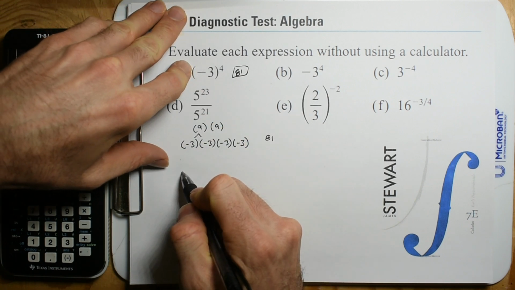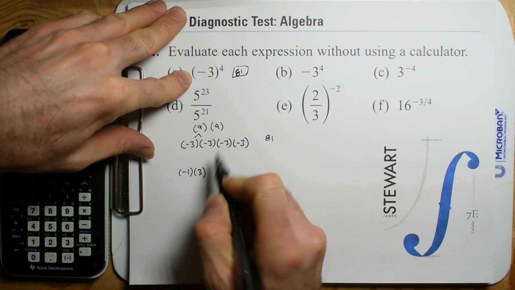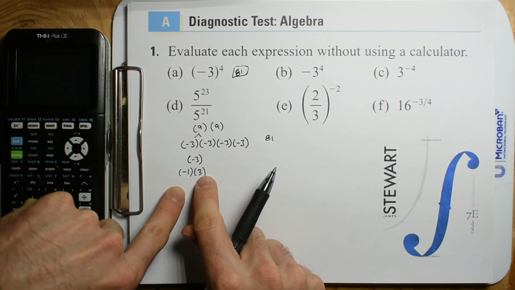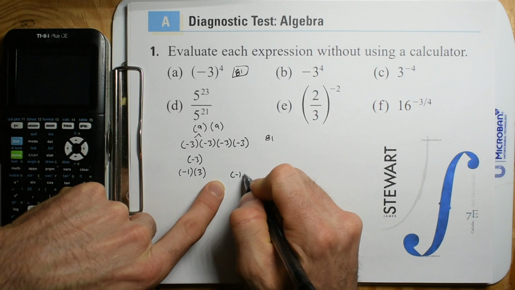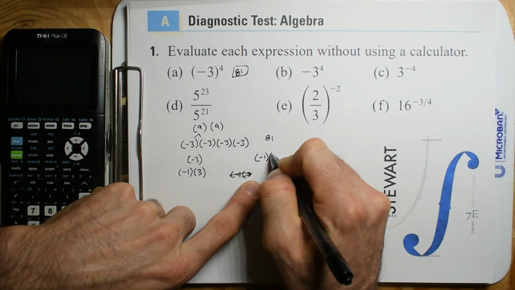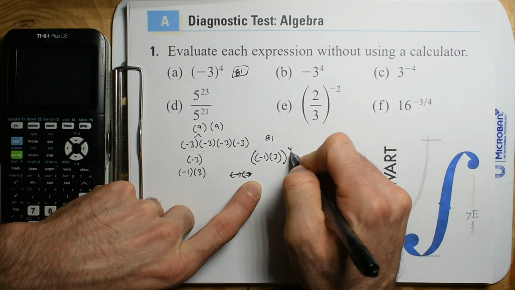Well, just say this negative is a negative 1 times 3. So that's the equivalent of negative 3. And then we're going to have negative 1 times 3, so negative 1 times 3, and then we're going to do this to the fourth.